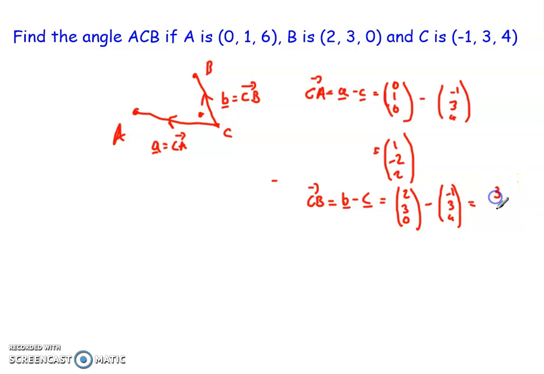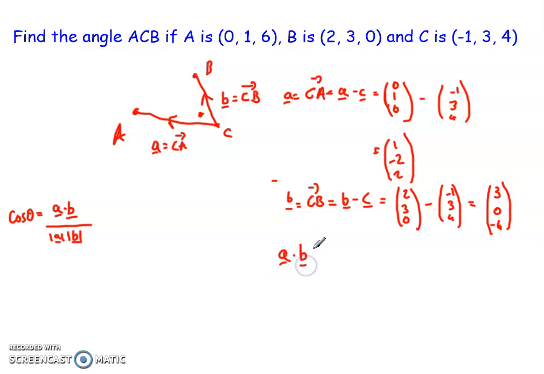Calculate that, and what I'll end up getting is (3, 0, -4). Now, I'm wanting the angle, so what I want to calculate is cos θ, which I know is given by A dot B over the magnitude of A times the magnitude of B. Now that I know my vectors A and B, I can calculate that, because remember our vector A was our C to A, and our vector B was our C to B. So just do each part on its own.